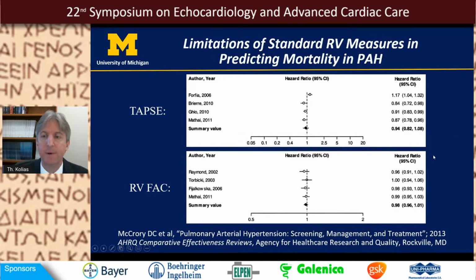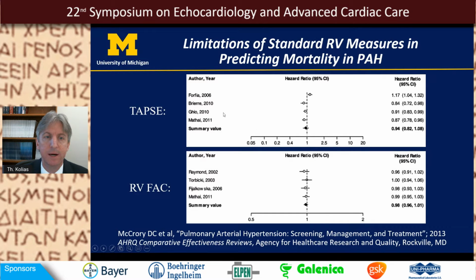Now, these standard measures are helpful in monitoring response to therapy, but they do have some limitations in predicting mortality in pulmonary arterial hypertension. This is a meta-analysis that was published several years ago, looking at the relationship of TAPSE to mortality and right ventricular fractional area change to mortality.